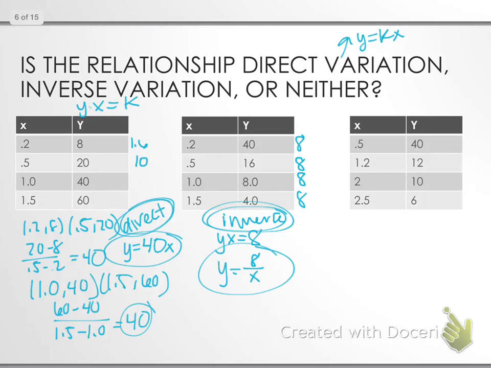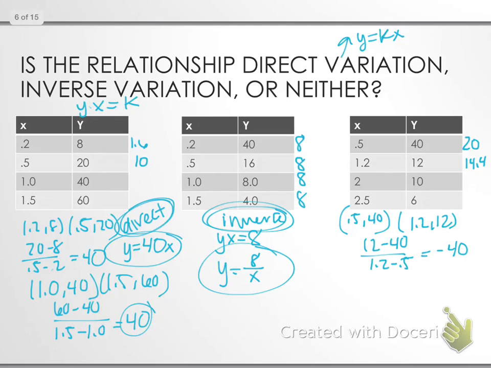So my last one is most likely going to be neither. So 0.5 times 40, this gets me 20. 1.2 times 12 gets me 14.4. So the next check is the slopes, so 0.5, 40 and 1.2, 12. So 12 minus 40 over 1.2 minus 0.5. So that is negative 40.